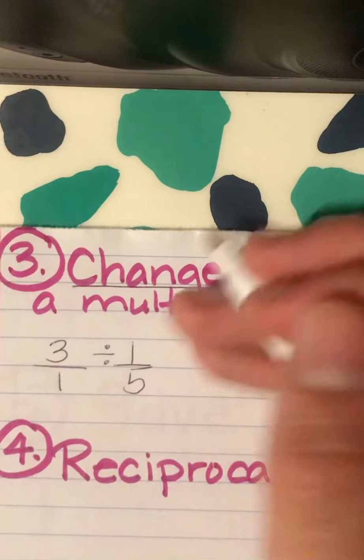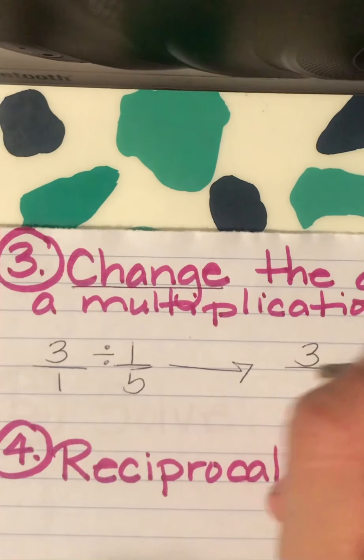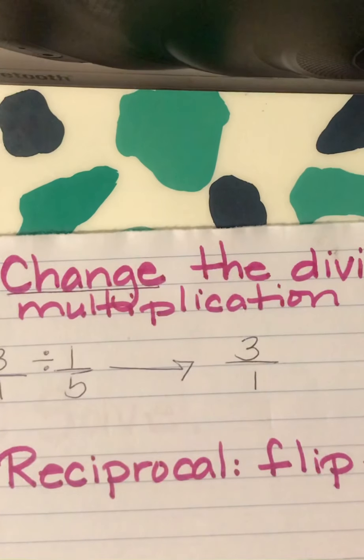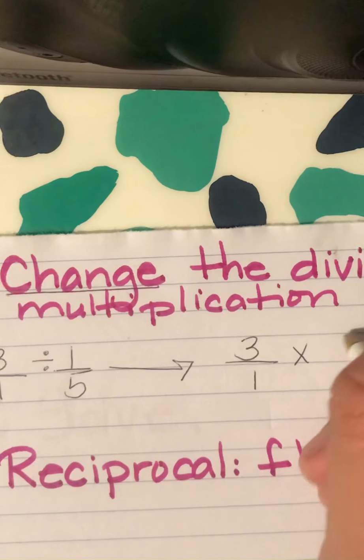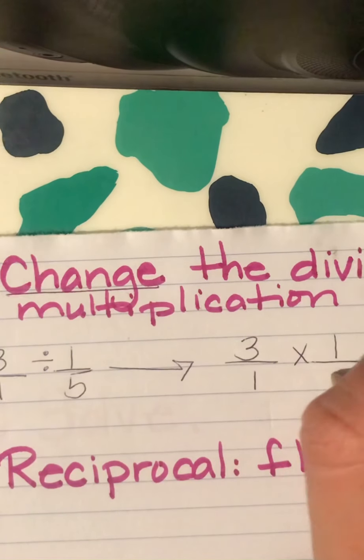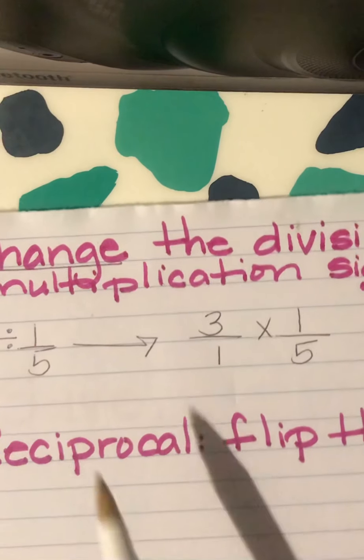So therefore 3 over 1 times 1 over 5. Don't solve anything yet because now we're moving on to step 4.